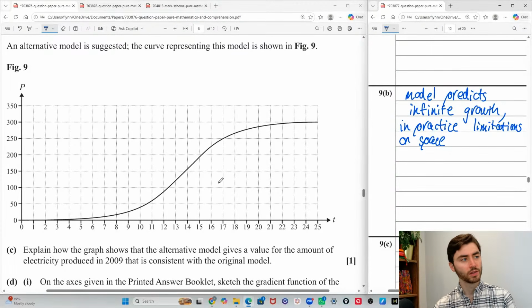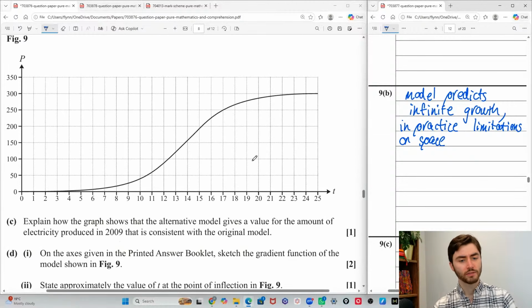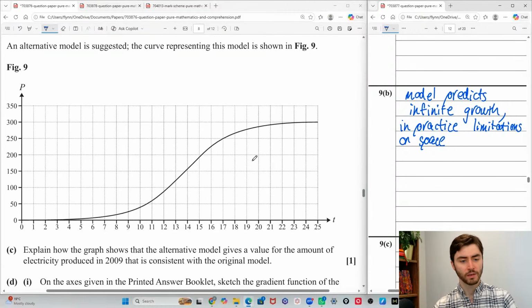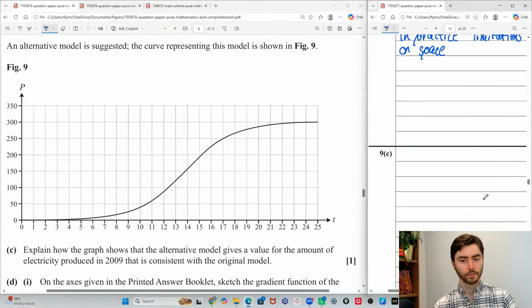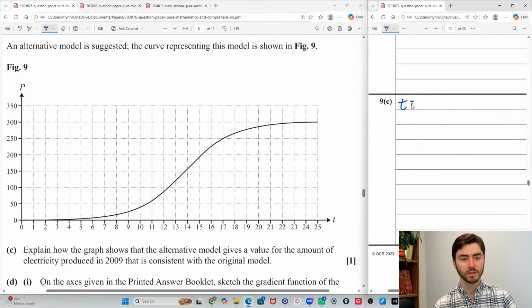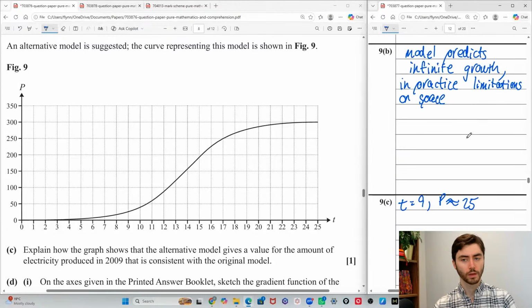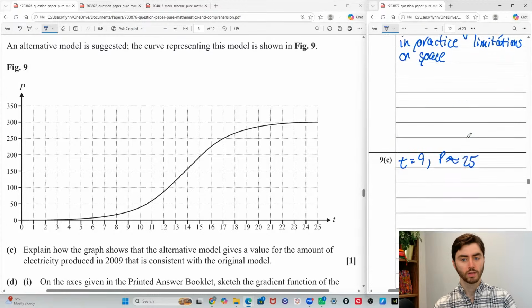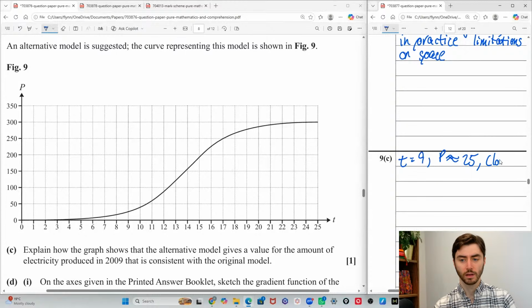So instead, it could look like this. Explain how the graph shows that the alternative model gives a value for the amount of electricity in 2009 that's consistent. Well, when T equals 9, P equals roughly 25, which is close to 27. So they agree.